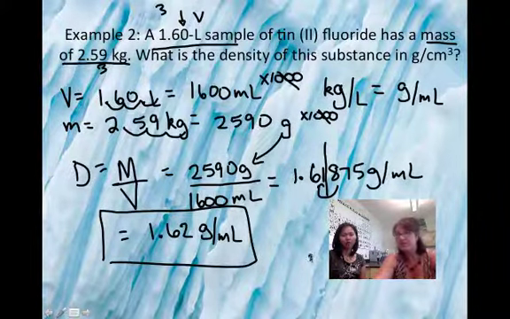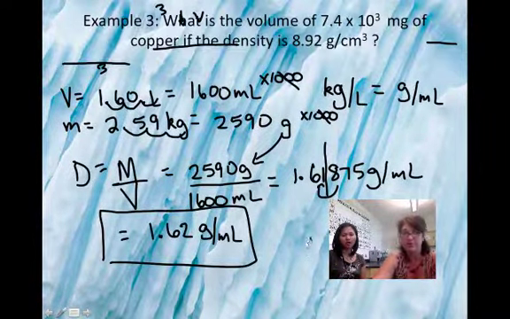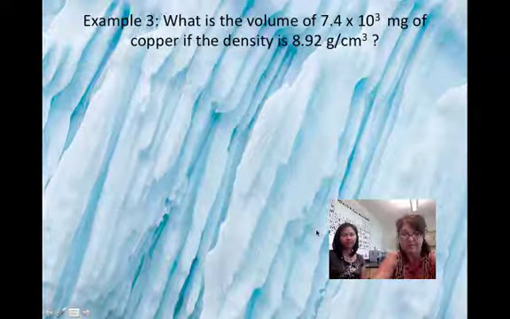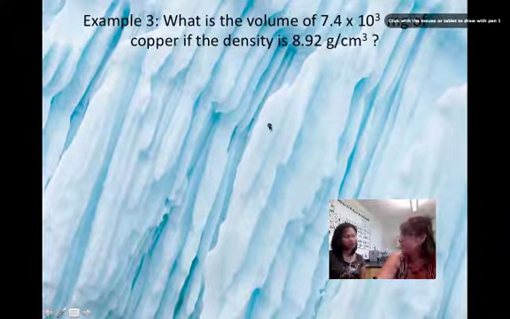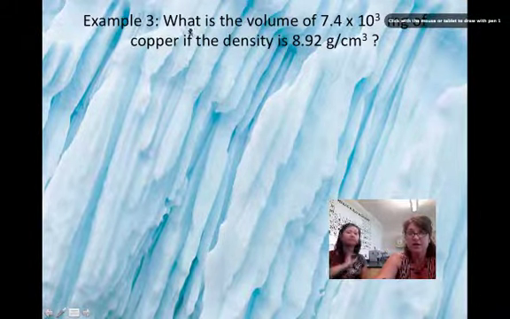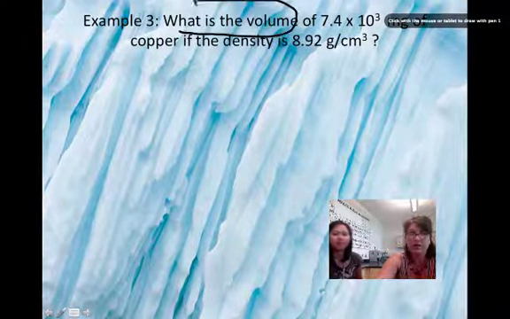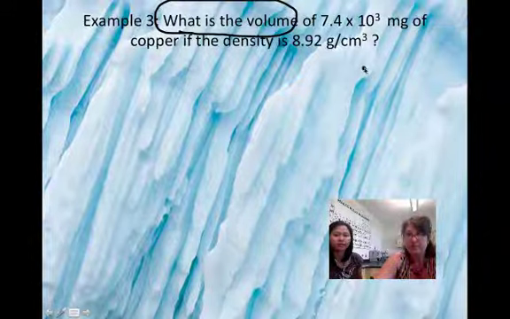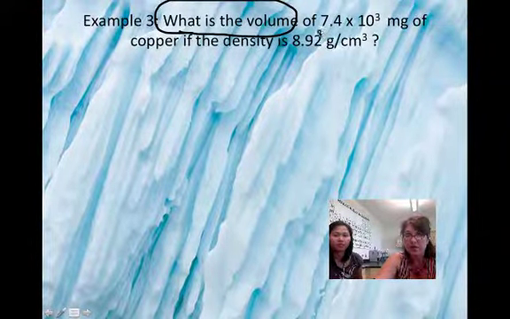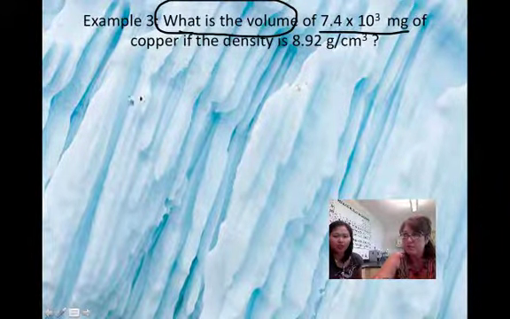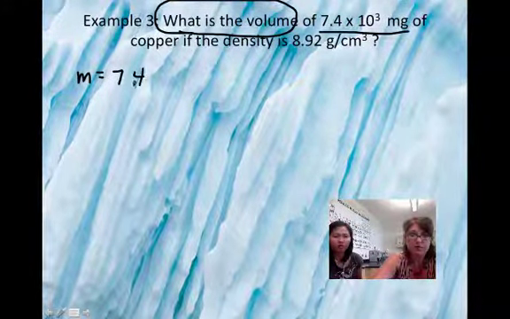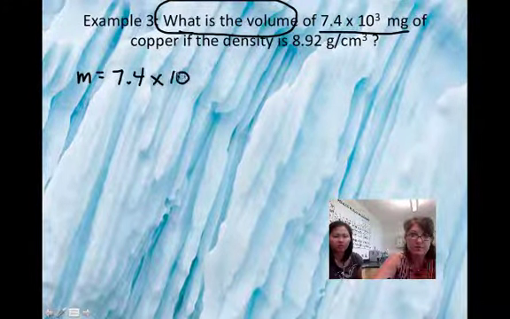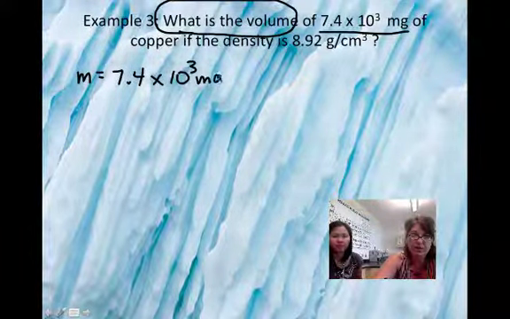Now let's use density to solve another kind of problem. Is this complicated, Ms. Gray? Nah. We just have to write down our givens, and we'll have a strategy. This now is asking what the volume is, so this is our target. Here's our mass, because it's in milligrams. So mass is 7.4 times 10 to the third milligrams.